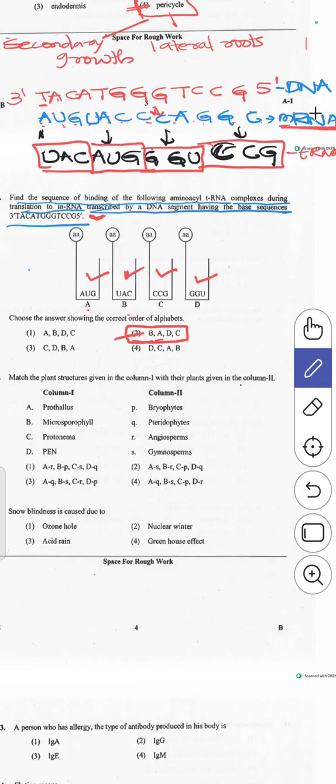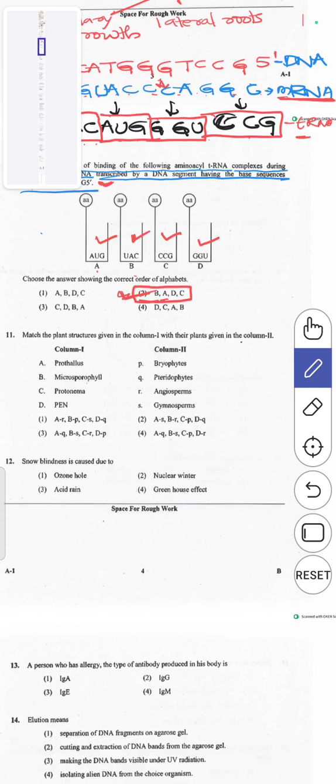Again you have to write down the sequence of tRNA. So for this AUG, the anticodon will come, that is UAC, AUG, GGU, CCG. So they have given here. So on this basis, B is the right answer, that is 2 is the right answer for this question. Let's discuss the next one.